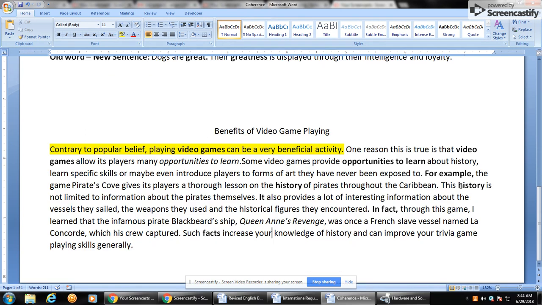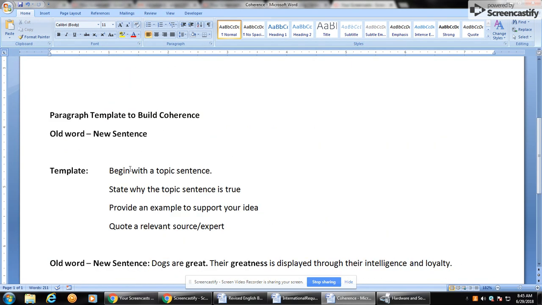Now I have my topic sentence highlighted. By now, you know that a good topic sentence identifies the topic and gives your position on the topic, and that's what I've done here. It says, contrary to popular belief, playing video games can be a very beneficial activity. So my topic is video games, and my position is it's beneficial, right? Going back to this template, I have started with the topic sentence. My next sentence should state why the topic sentence is true.